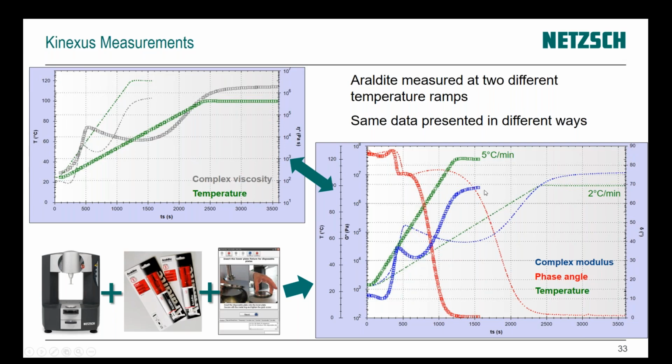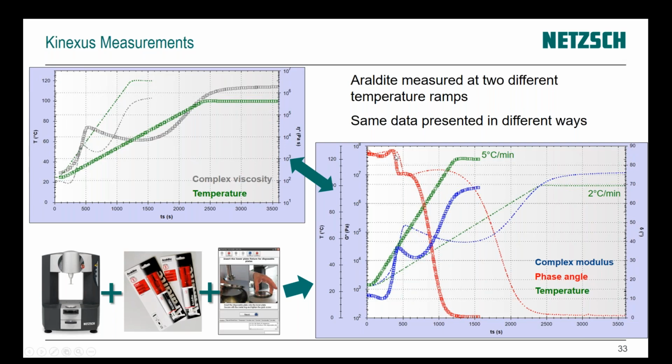Now, again, we've got the 2 temperature ramps in green, but this time I want to focus a little bit more on the phase angle. Remember the phase angle, the degree of fluidity. High phase angle means liquid-like, low phase angle means solid-like. So great, the overall impression is, guess what? As the material cures, it goes from very fluid-like, as you expect from an adhesive.